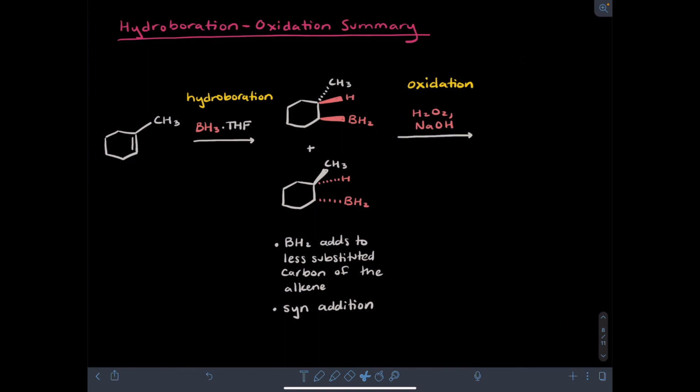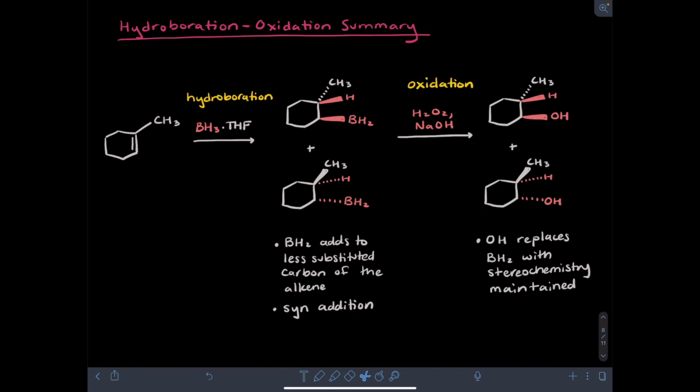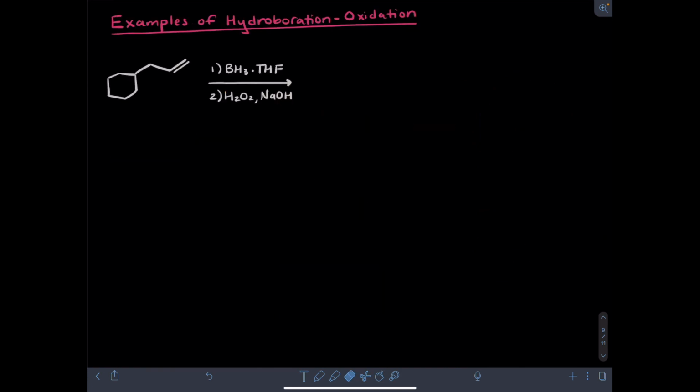The second set of reagents to get to the alcohol product is known as the oxidation step. You treat the boron intermediate with H2O2 and NaOH. This has the effect of replacing the BH2 group with an OH group with the stereochemistry maintained. I want to show a few examples of predicting the products for hydroboration-oxidation. Here's an example of a monosubstituted alkene starting out, and I'm treating it with the 2 reaction steps for hydroboration-oxidation.